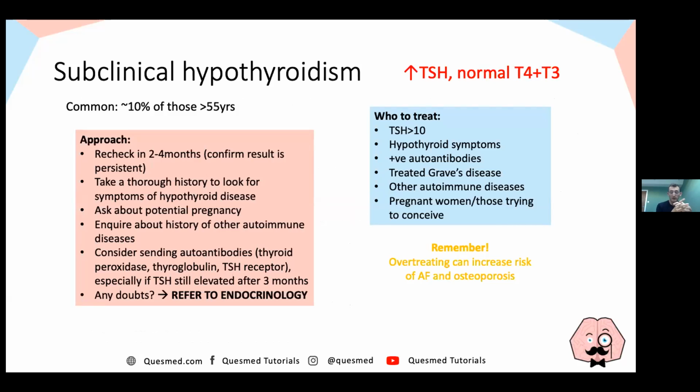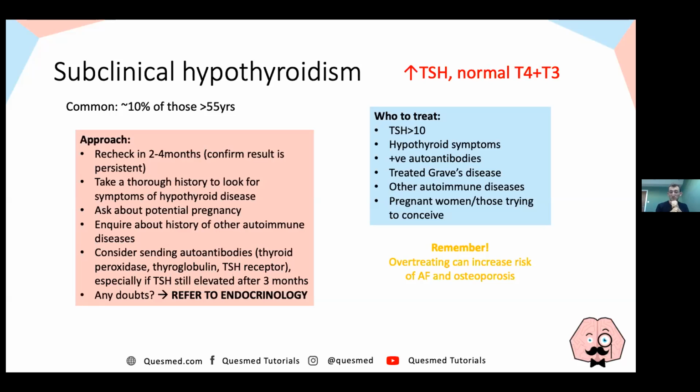This is quite common, as I was saying, we see it quite a lot, and it can occur in about 10% of those people over the age of 55. And basically, it's important in these patients to take a really thorough history, ask about any symptoms of hypothyroidism. If it's a woman of childbearing age, ask about potential pregnancies, because these results can occur in pregnancy, and ask about any autoimmune diseases.